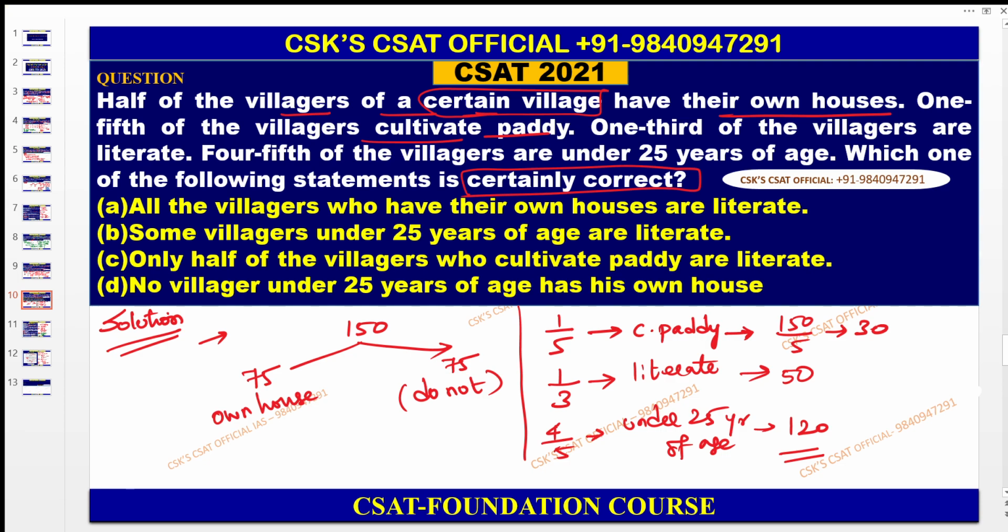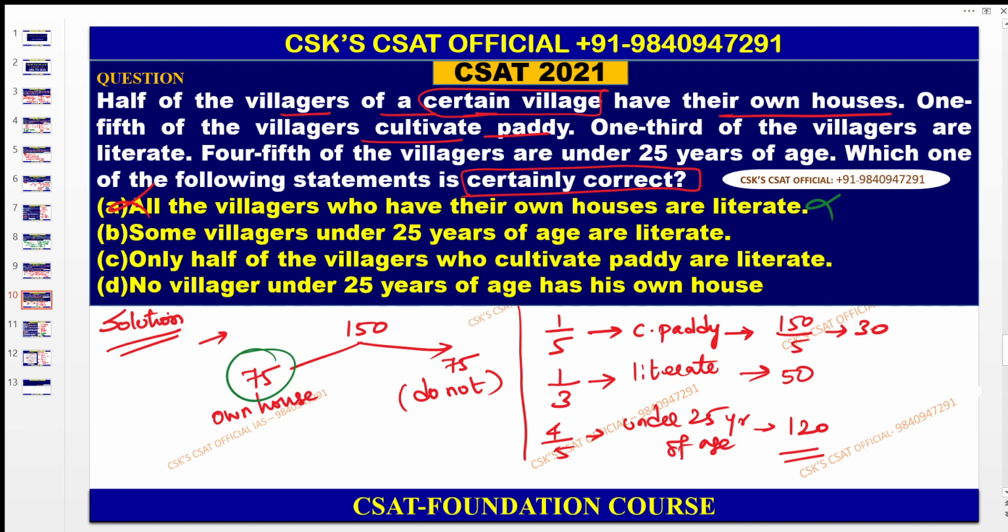Now read it. All the villagers who have their own houses are literate. So own houses here is 75. All, no. The literate here is 50 only, lesser than the own house. So therefore this is a wrong option. So you can eliminate it. Go with the elimination technique. That plays a very vital role. A is eliminated. Now let us move on to the next.